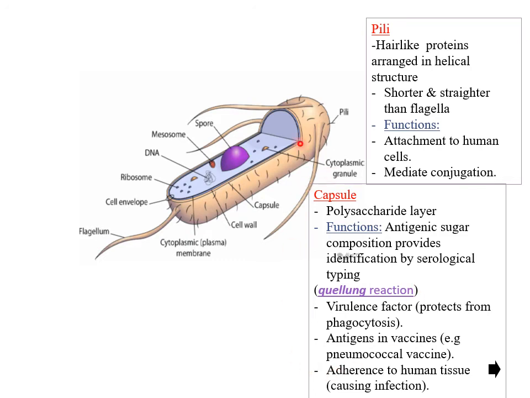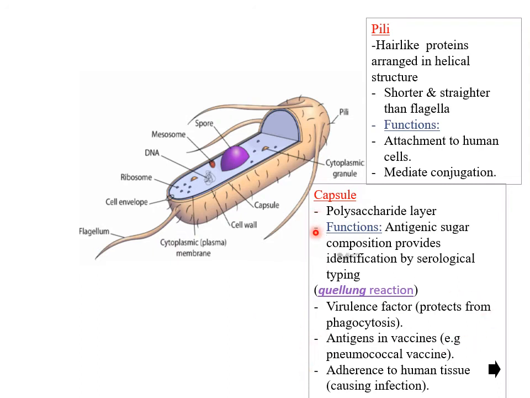This capsule is also a virulence factor, which means that it prevents the bacteria from being eaten by the immune system. There are particular cells called macrophages, and what they do is eat all these bacteria by a process called phagocytosis. And the bacteria can remain hidden from these cells by this capsule.